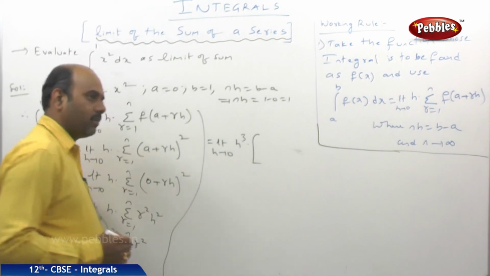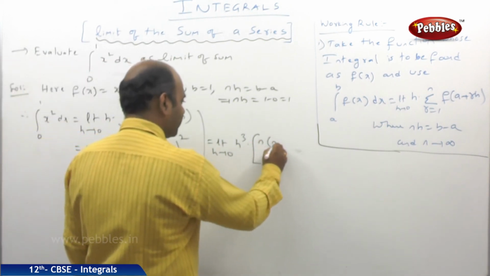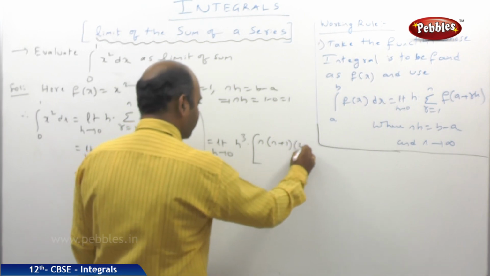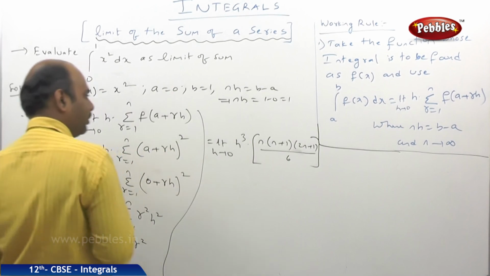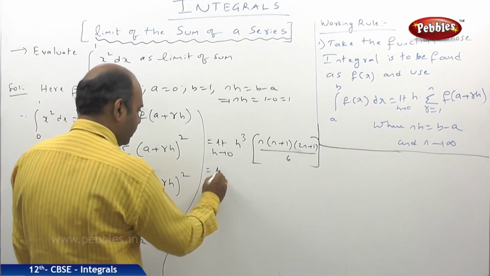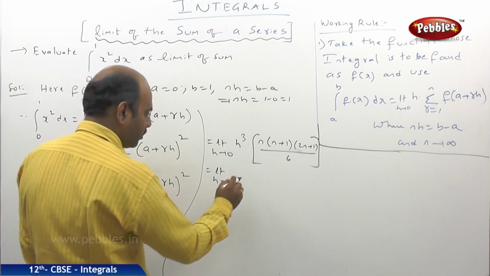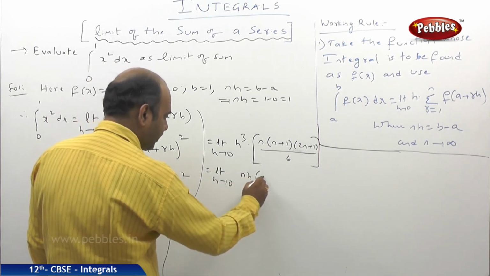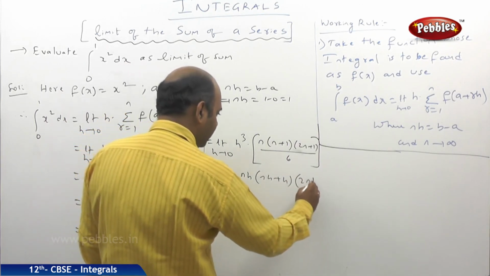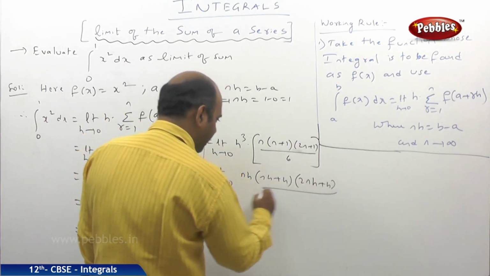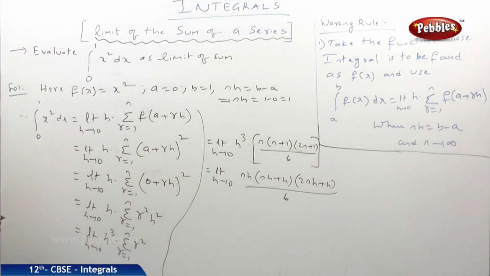Summation r square means sum of squares of first n natural numbers. Sum of squares of first n natural numbers means n into n plus 1 into 2n plus 1 by 6. Now here, limit h tends to 0, h cube is there, so I will be distributing h like this. If I take h common, finally I will be getting h cube. I think everyone is clear.